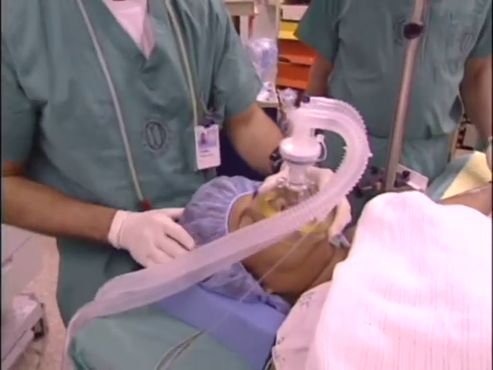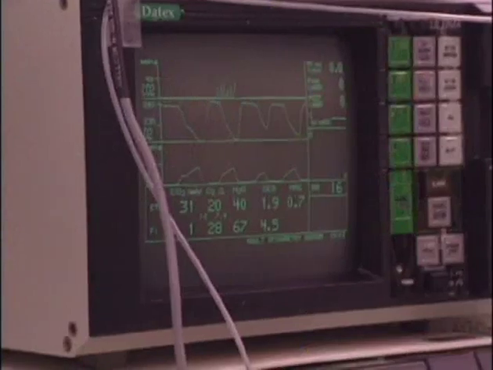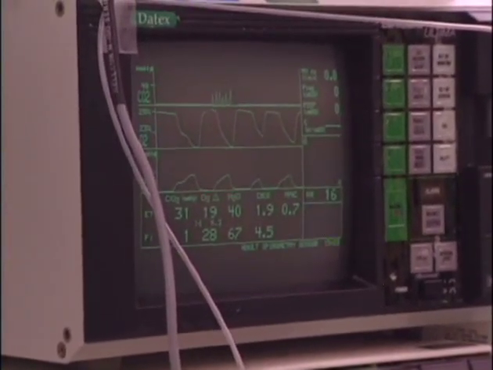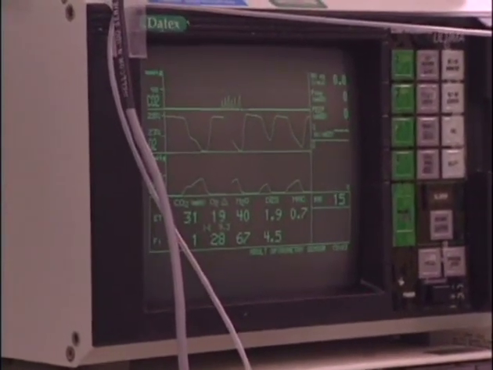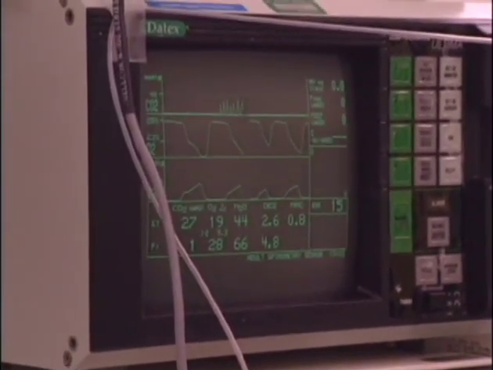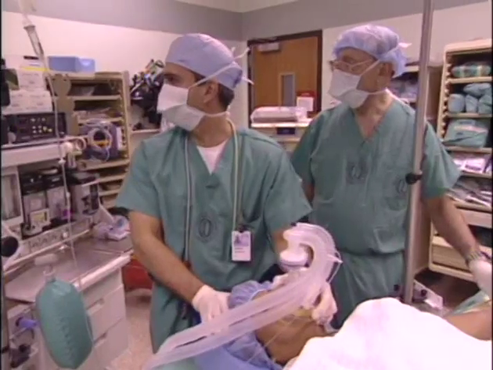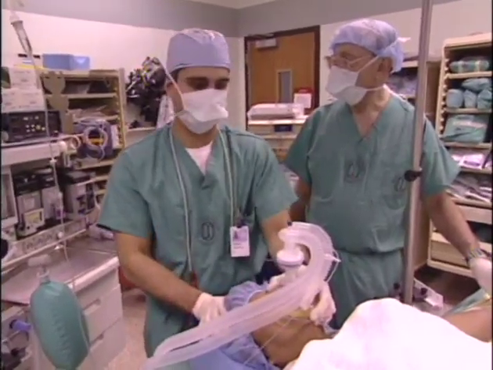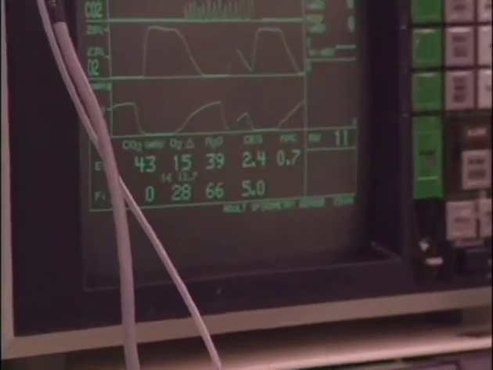You have a nice mask fit. So we're inducing anesthesia with nitrous oxide and desflurane. The nitrous oxide is at about 60% inspired and 45% end-tidal. The desflurane is at about 3%.